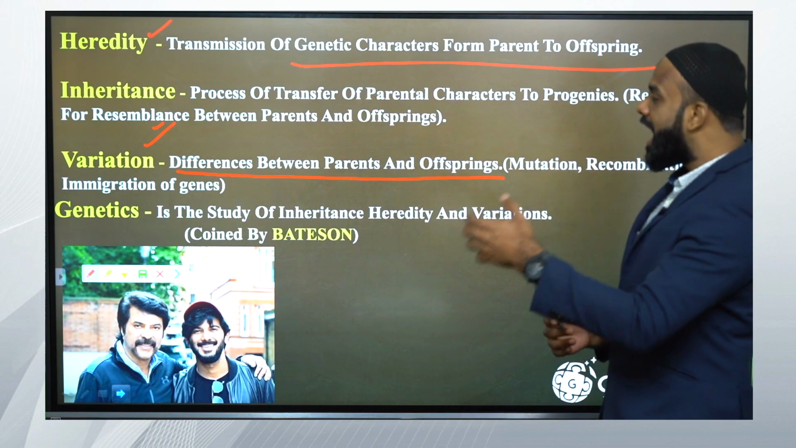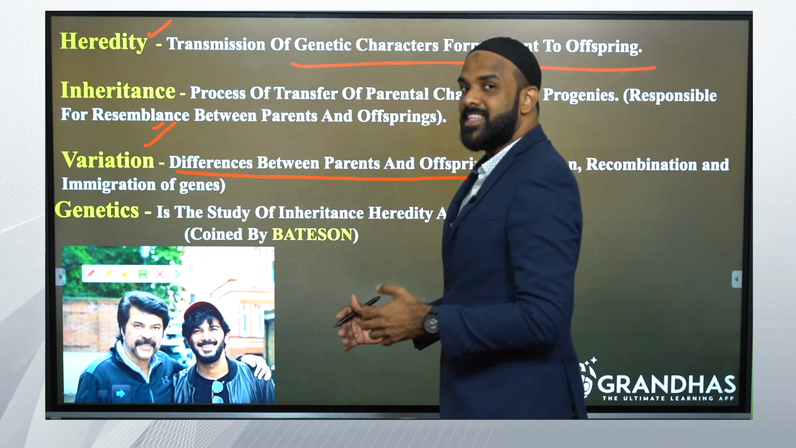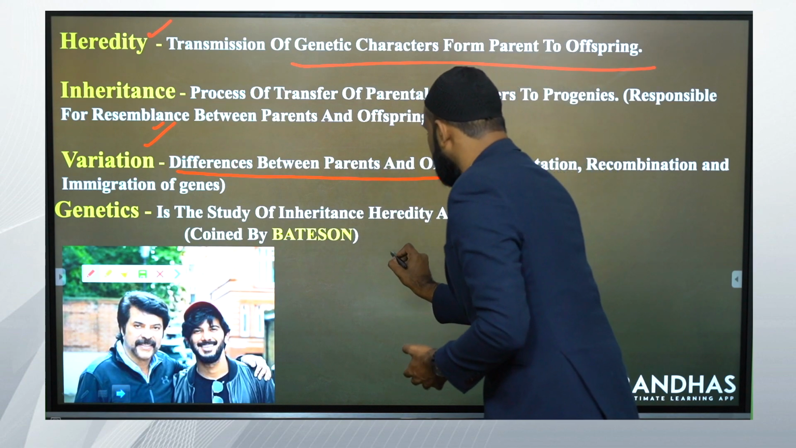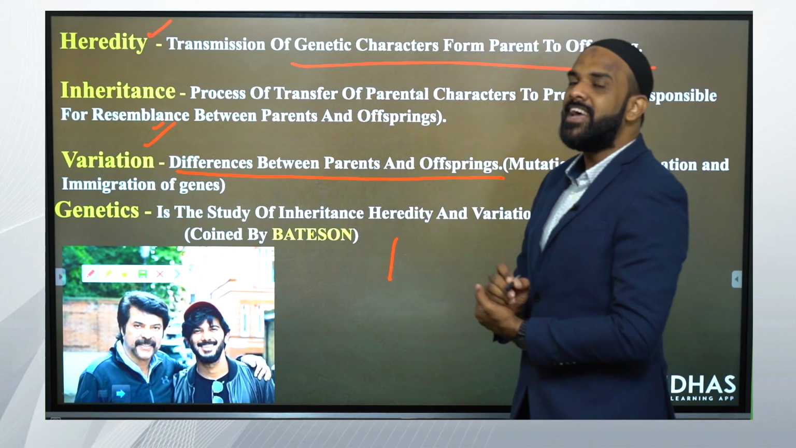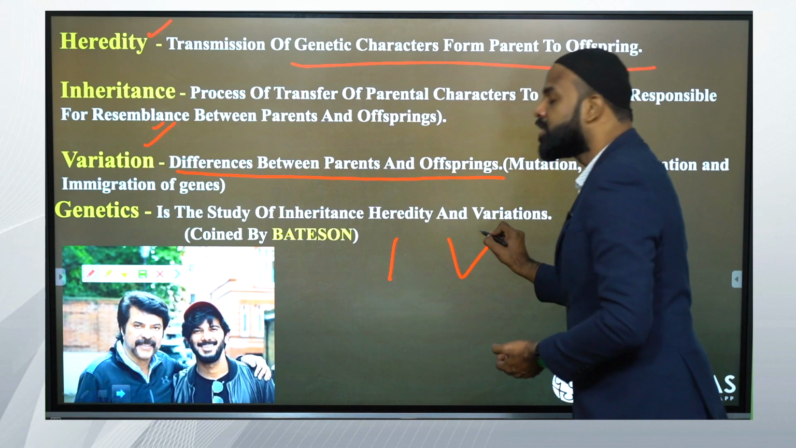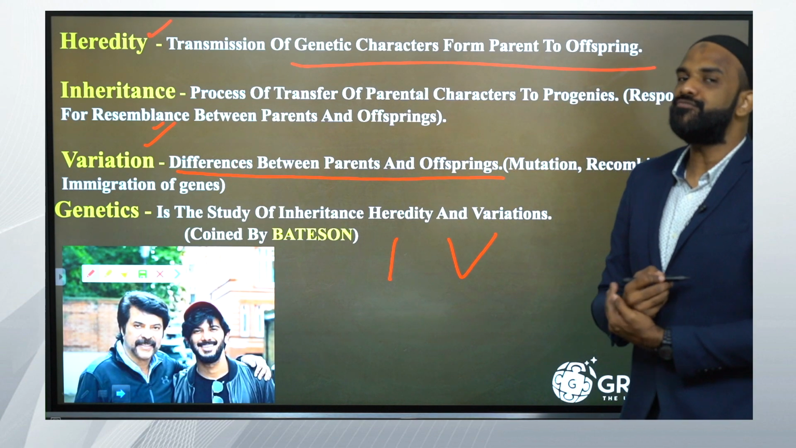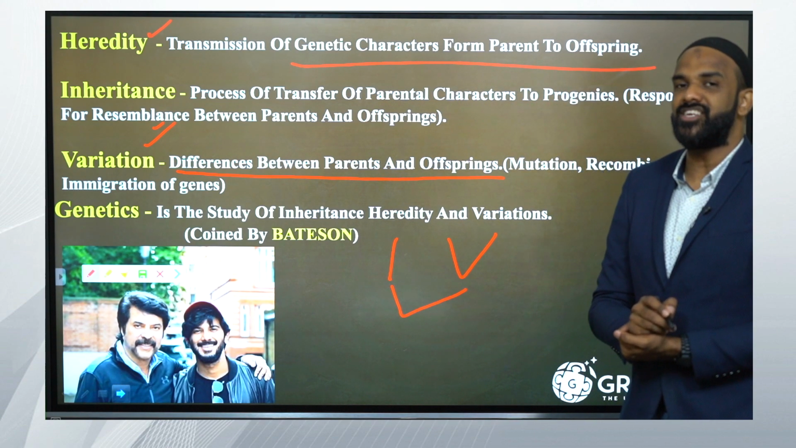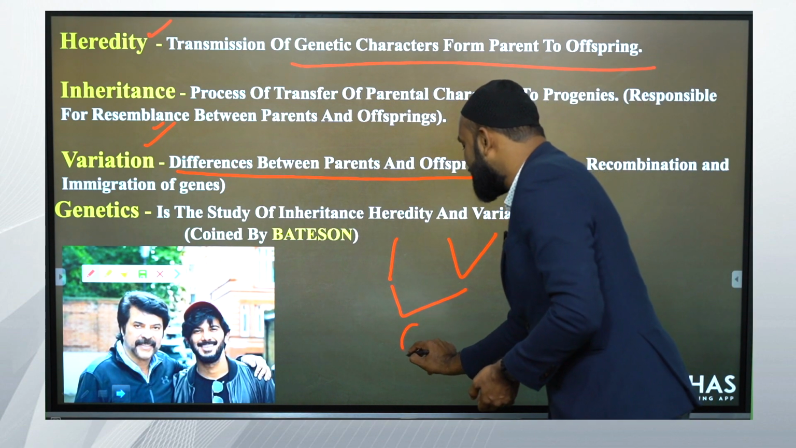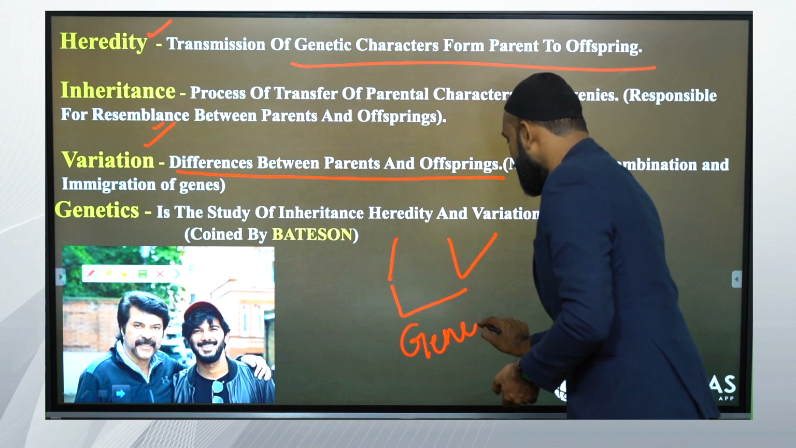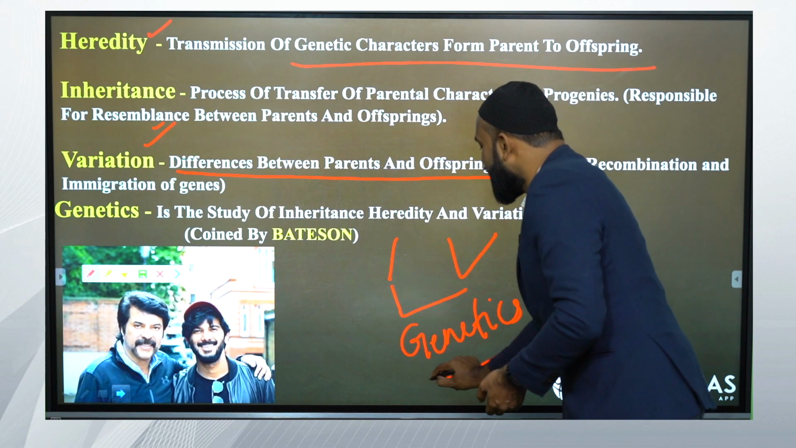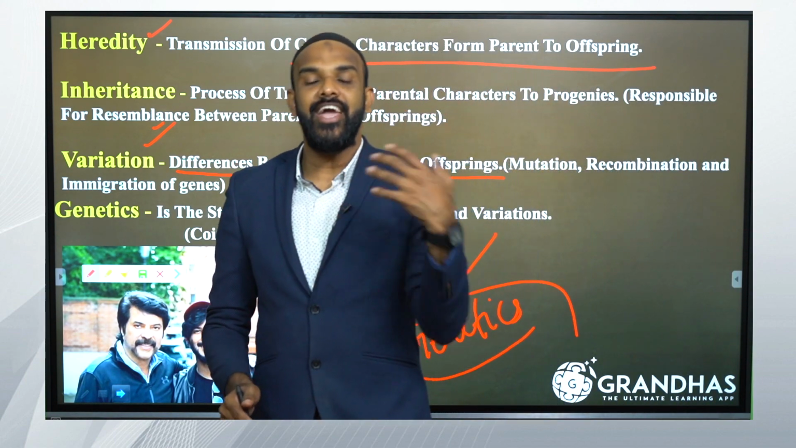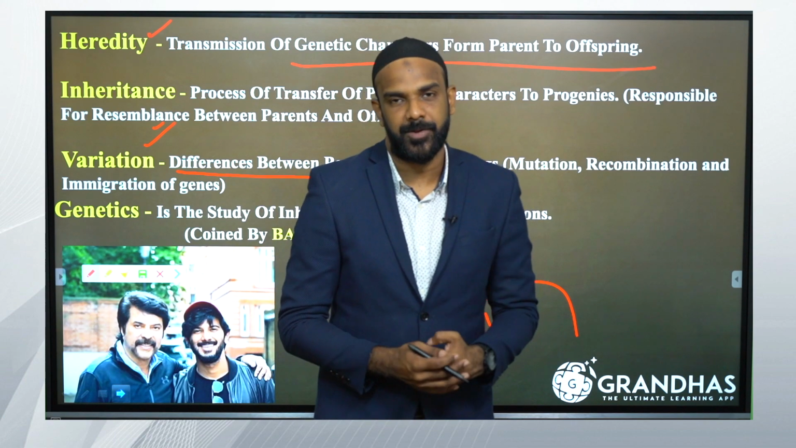Now, that branch of biology that deals with these 2 terms. What is the first term? Inheritance. What is the second term? Variation. So the branch of biology that deals with inheritance and variation is simply called genetics. So what is genetics? That branch of biology that deals with the study of inheritance and variation.